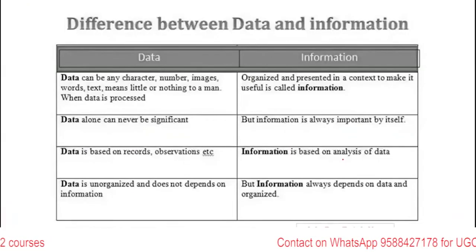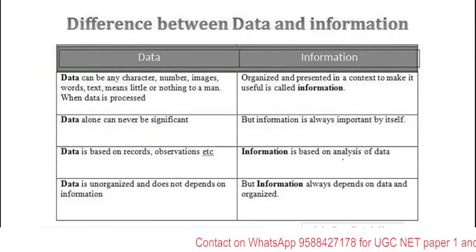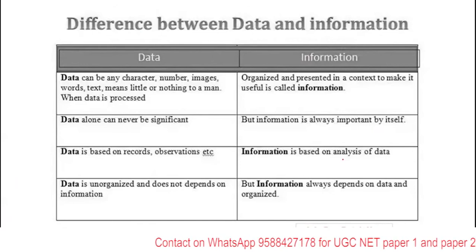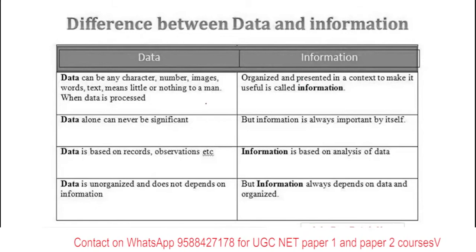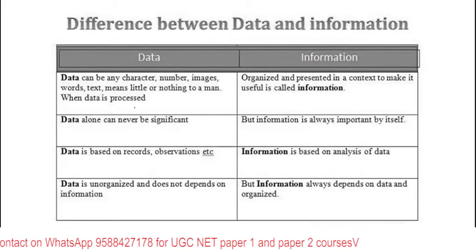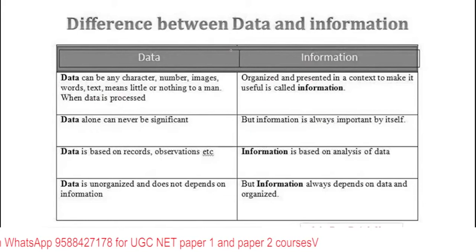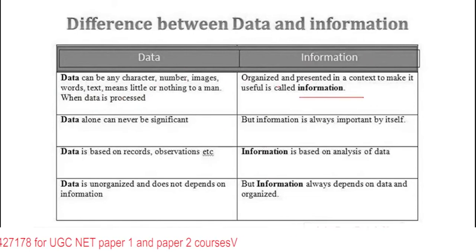Now in 2019 and 20, there was a question seen on data and information, which was in one of the old syllabus. So let's quickly have a look at them. What is data? Data is nothing but the character, the number, the image, the word, the text, which means little or nothing to a man until the data is processed. So you can say it is raw. When it is organized and presented, the raw data gets converted into information. Something which is raw is called data. Something which is a finished product is called information. When I say finished product, it means the final outcome.